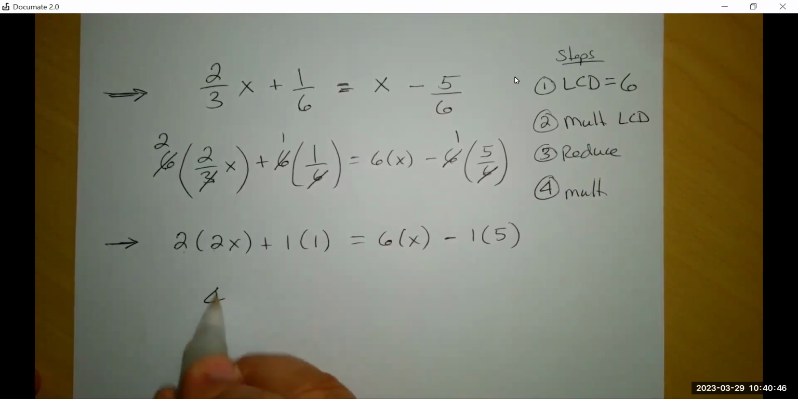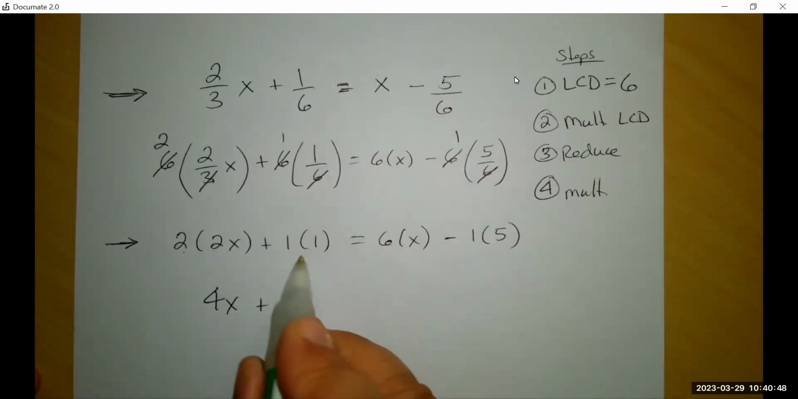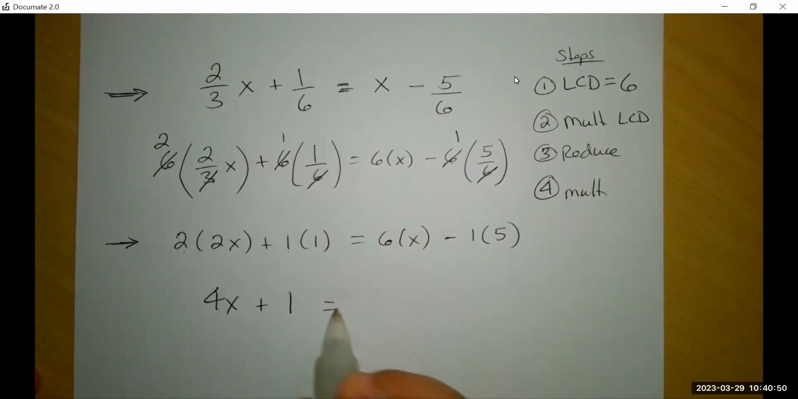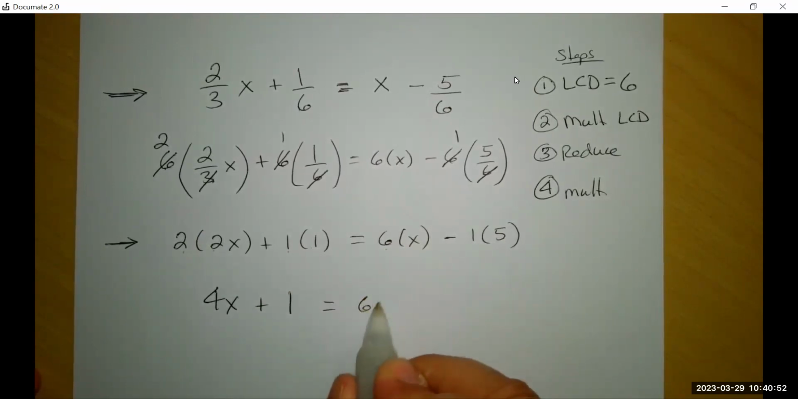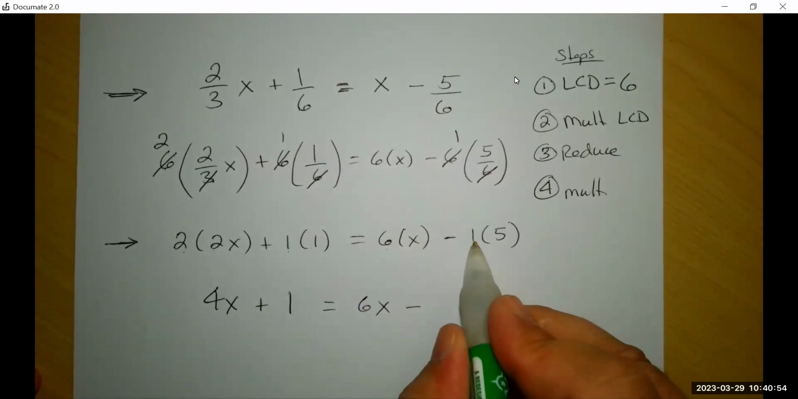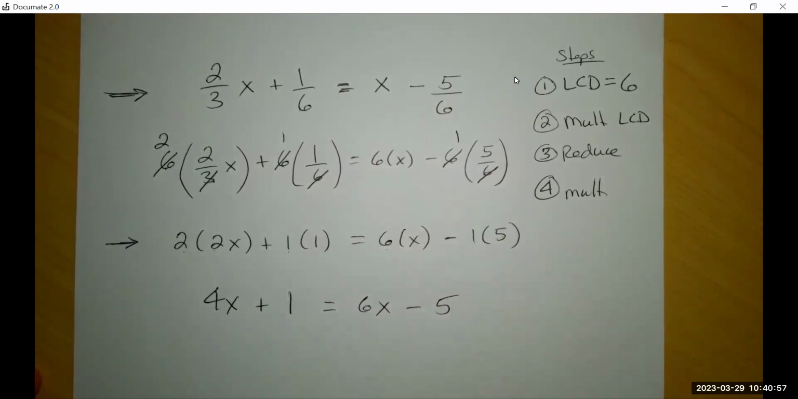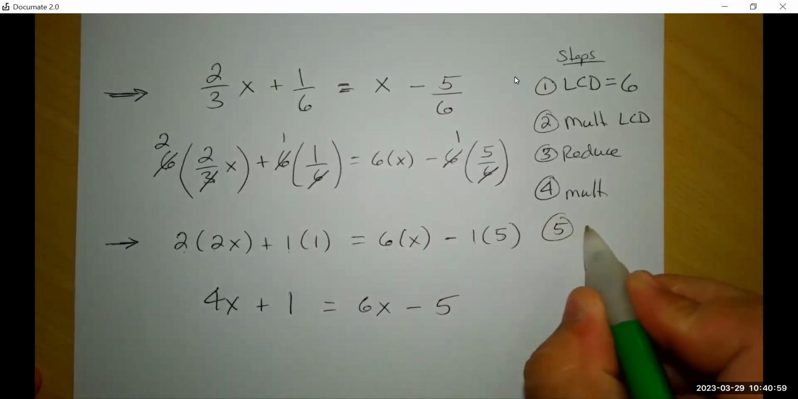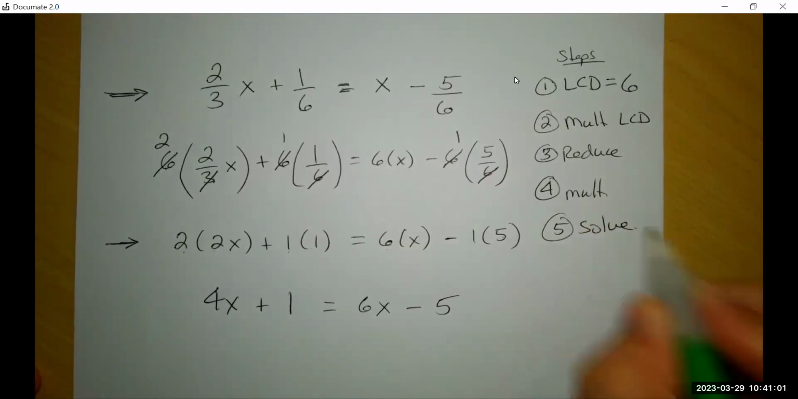2 times 2 is 4x. 1 times 1 is 1. 6 times x is 6x. 1 times 5 is 5. Now, last step is solve. Again, whenever I put anything on the right-hand side of the page, that's important. That's stuff you have to write down. Because those are the procedures, those are the steps.